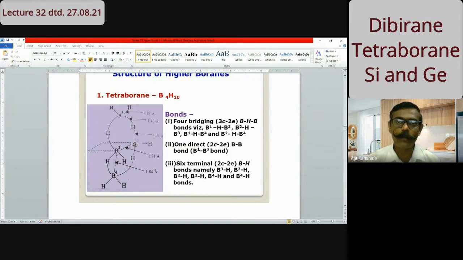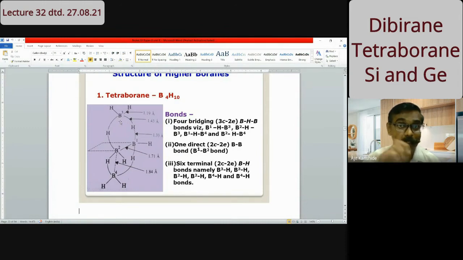One electron from boron, other electron from hydrogen. That's a two-centered, two-electron regular bonding. If I have to talk about the bridged bonding, see how bridged hydrogens are there. Boron number 1 bridges with boron number 3. Boron number 1 bridges with boron number 4 through hydrogen. So here one bridge, boron 1 and 4 bridge, boron 1 and 3 bridge.